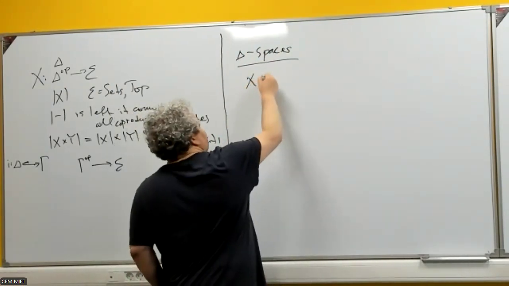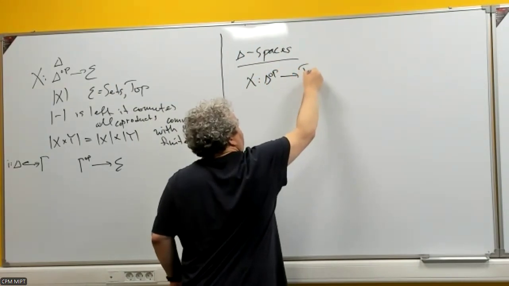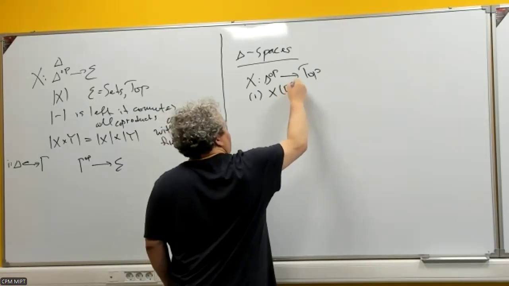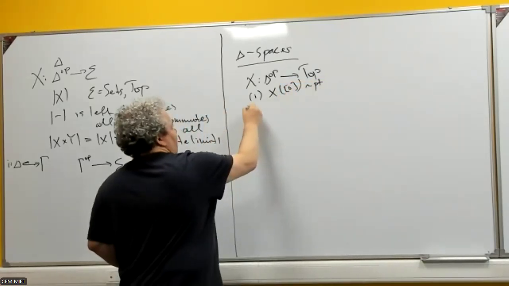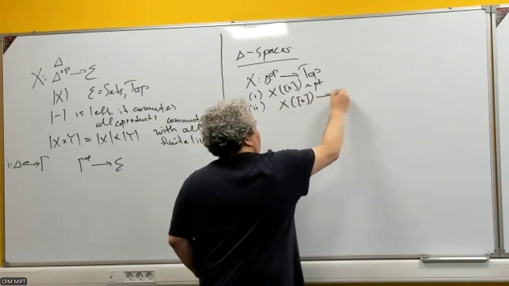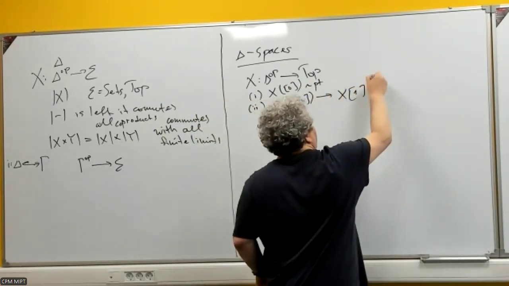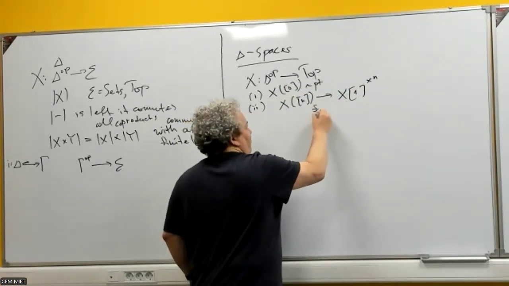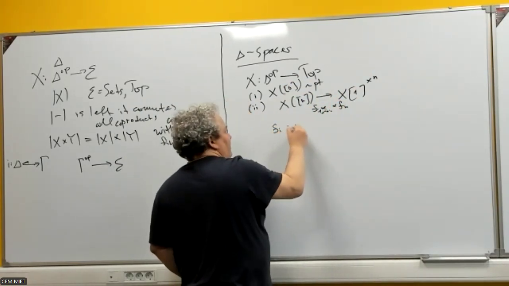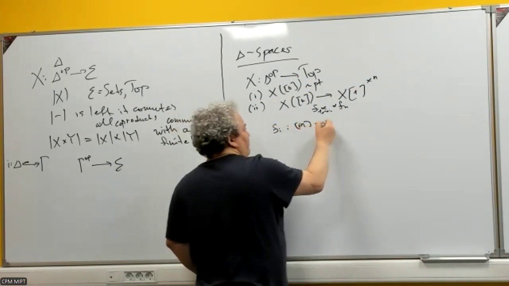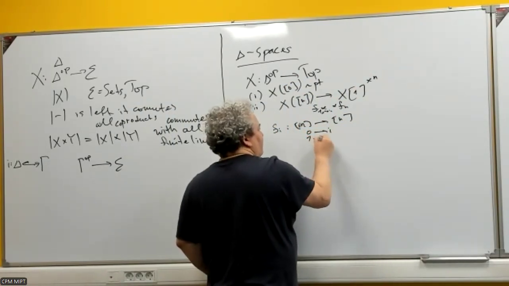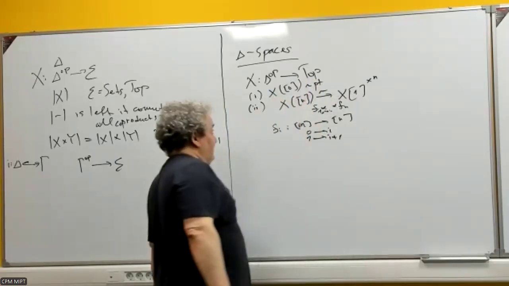I recall that a Delta space is a functor from Delta op to Top such that X of 0 is homotopically equivalent to a point, and second, the natural map from X of n to X of 1 in power n, which is given by what I call f1 times so on fn, which are actually operators from 1 to n, sending 0 to i and 1 to i plus 1, is a homotopy equivalence.